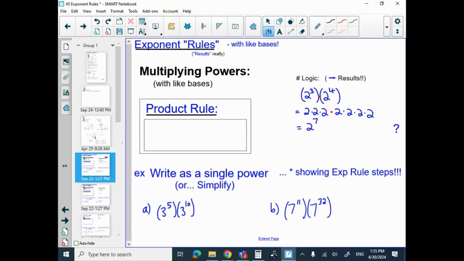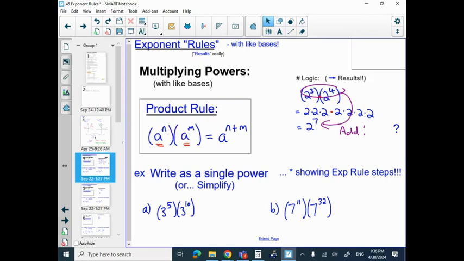So we can use that logic result to say, okay, where do we think that's coming from based on the numbers we started with? And you can easily tell that they were added, right? So the exponents were added. As a product rule, it looks like this, where you have exponents of n and m. So you have the n and the m added in the exponent.